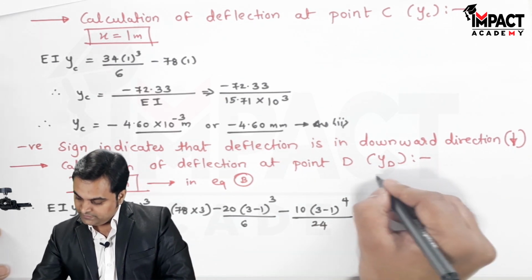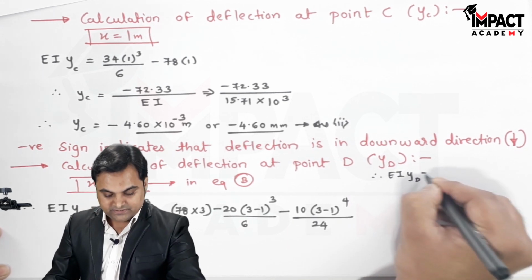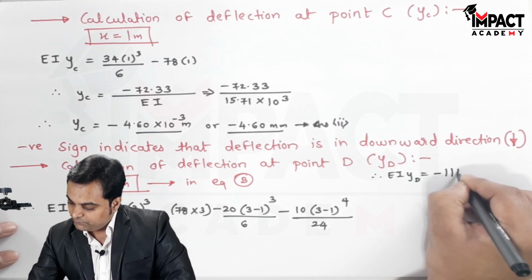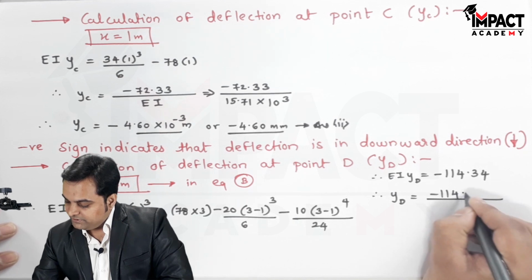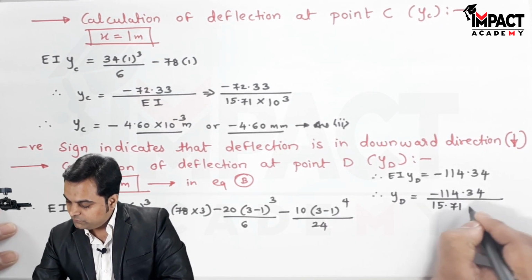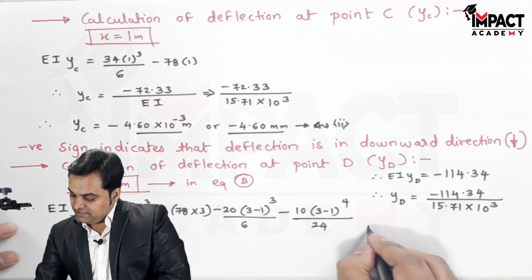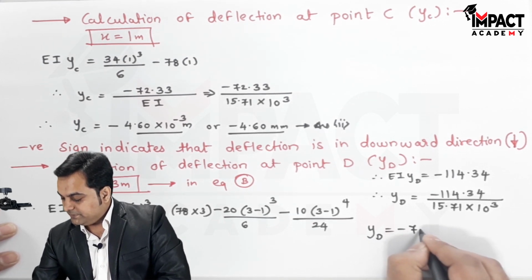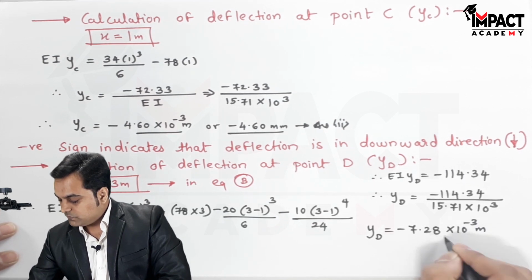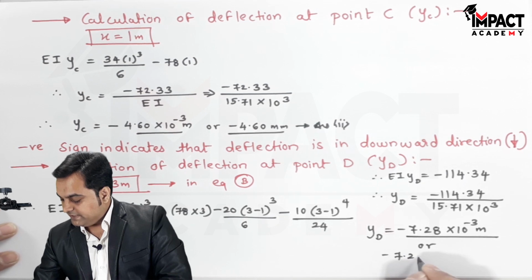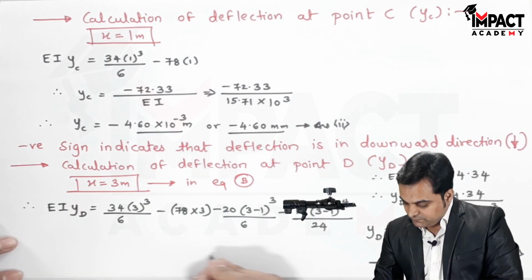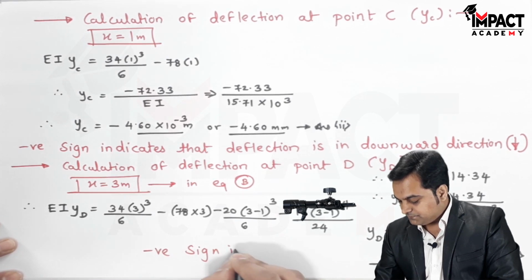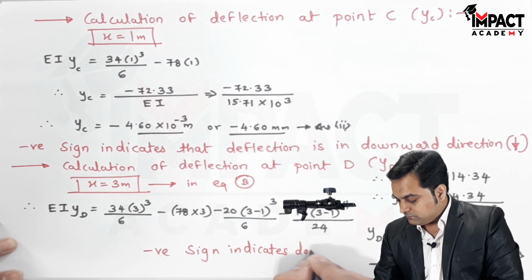And therefore, EI into y suffix d is equal to minus 114.34. Therefore, y suffix d would be divided by EI, whose value is 15.71 into 10 raised to 3 kilonewton meter square. And the answer for y suffix d is minus 7.28 into 10 raised to minus 3 meter, or minus 7.28 mm. That's the third answer. And here also, the negative sign indicates downward deflection.